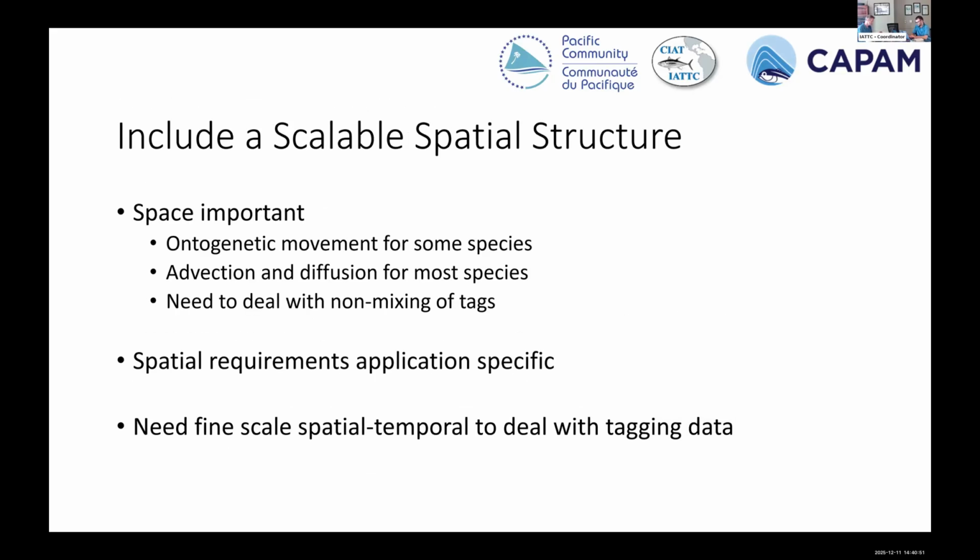Yeah, talked about that. The scalable spatial structure, I think, is very important because there's a lot of different reasons space is important, like ontogenetic movement. You've got advection-diffusion for most species. The non-mixing of tags, I guess, is the big one. But the spatial requirements might be different for each application. And because of the need for the fine-scale spatial temporal model for the tagging data, we might need that scalable spatial structure.